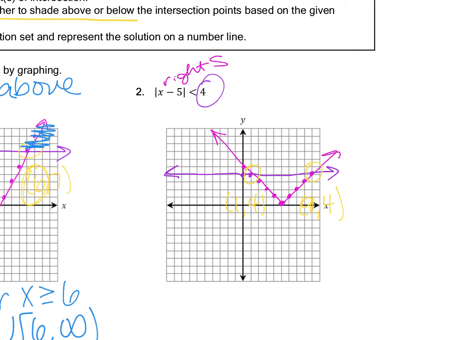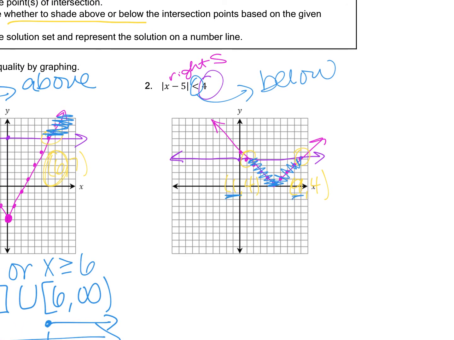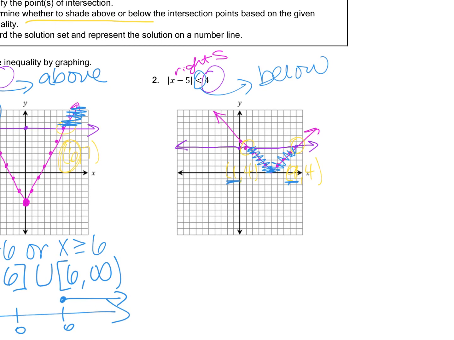Okay, so we will need to shade it based on the inequality. It's a less than, so you're going to be shading below that horizontal line. So make sure you only shade that portion of the V, so that way we know what our x values will be. So pay attention to your x values. We know it's going to include everything based on our shading, everything between 1 and 9. So when you write your inequality, you'll have an and statement. So 1 is less than x is less than 9.